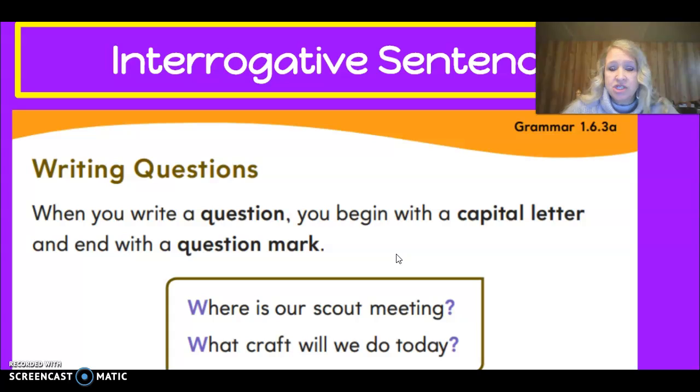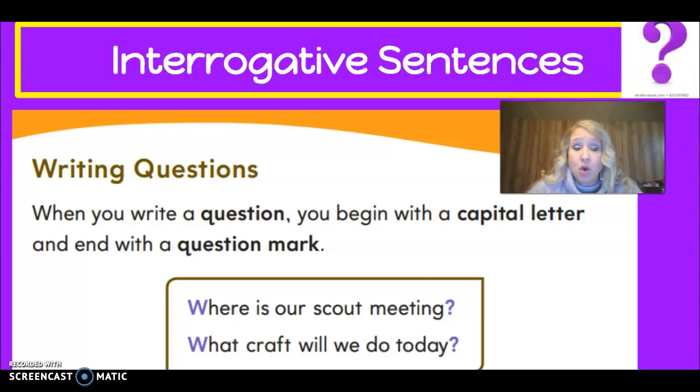When you're writing questions, you need to begin with a capital letter and end your sentence with a question mark. That way your reader knows it's a question, it's asking something. Where is our scout meeting? What craft will we do today? You want somebody to answer you, so your question needs to begin with a capital letter question word, and it needs to end with a question mark.